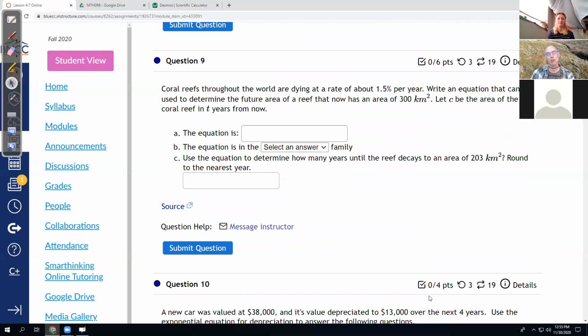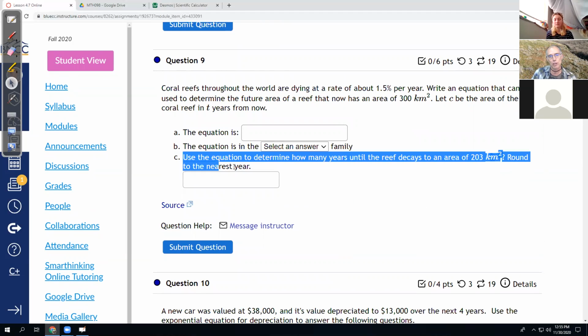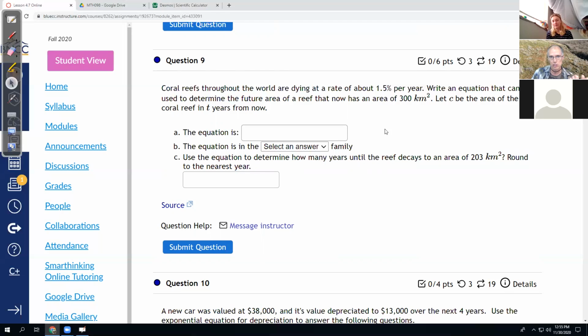All right, coral reef problem. So you would have gotten one similar. There might be a slight difference in your percent and in your initial value there. And similar to above, we want to know what the equation is. We want to know what family this is from. And then we have to try and figure out what this last question means. So let's just start off by analyzing the paragraph.